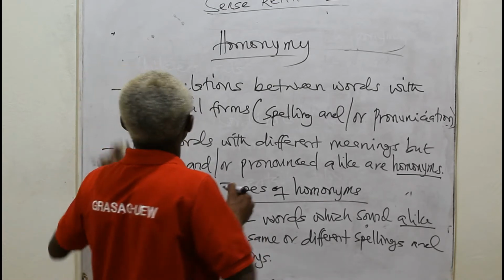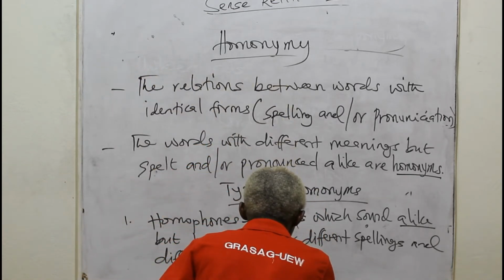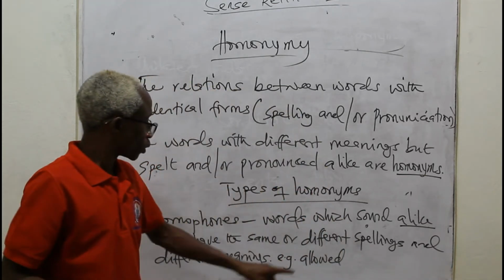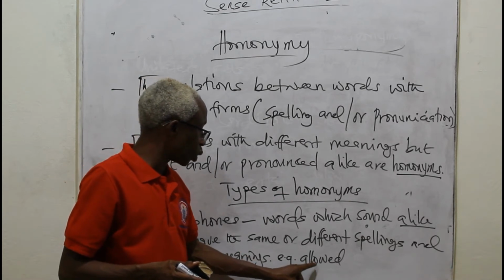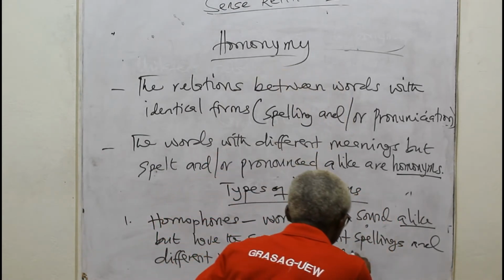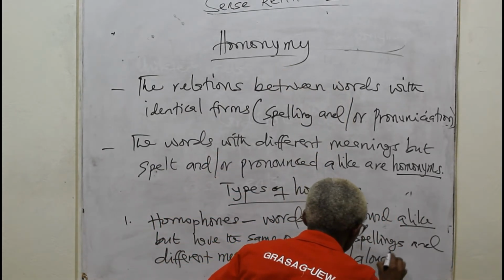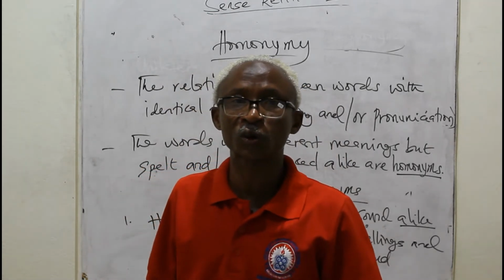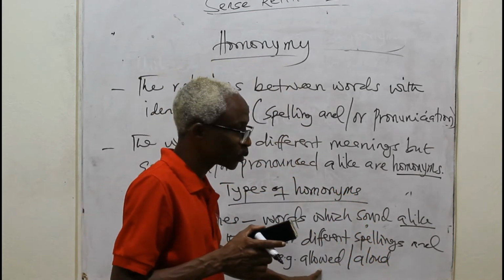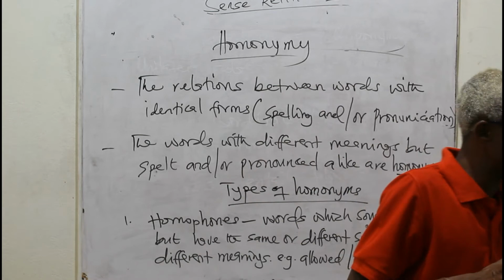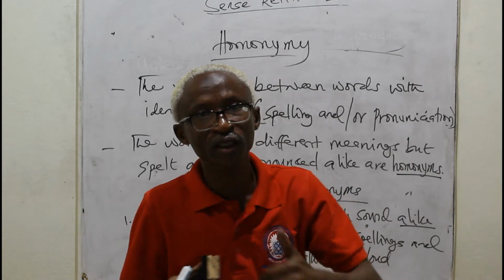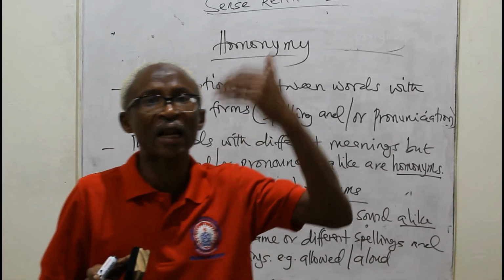Examples: allowed, A-L-L-O-W-E-D. And we have another word, aloud, as in speak aloud. The first one is allowed: who allowed you entry into this classroom? That is the first one. And the second one deals with aloud, as in speak aloud.